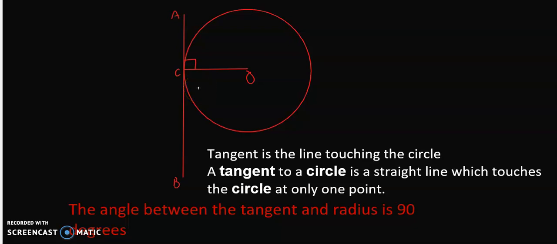Another important thing that you should know about a circle is the tangent. Now, a tangent is a line touching the circle. A tangent to a circle is a straight line which touches the circle at only one point. Now, this is the straight line AB which is touching this circle at the point C. So this straight line is the tangent, whereas OC is the radius. And the tangent always makes an angle of 90 degrees with the radius, that is, a right angle.